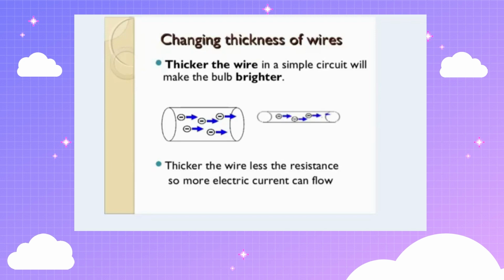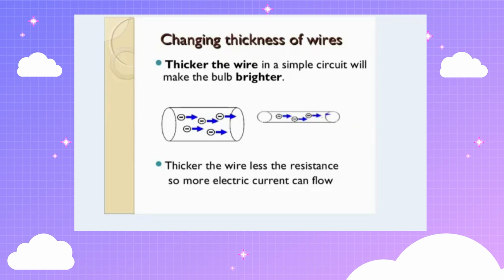If you change the thickness of wire, if you put a thick wire in your circuit, more current will flow through it. If you put a thin wire, less current would flow and the bulb would be dimmer. There's a difference between them. So see, the thicker the wire in a simple circuit, the brighter the bulb.